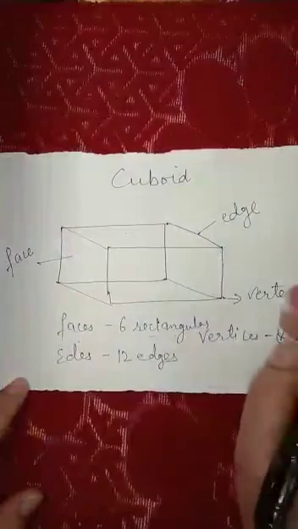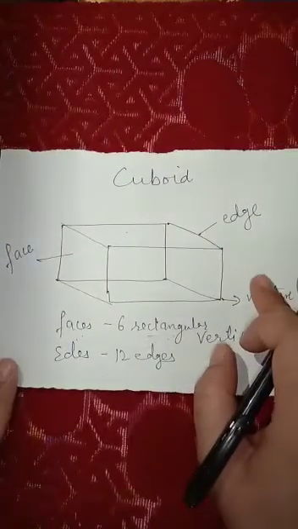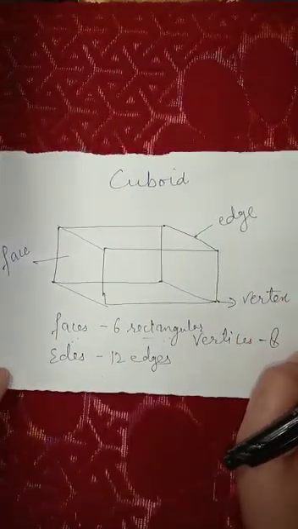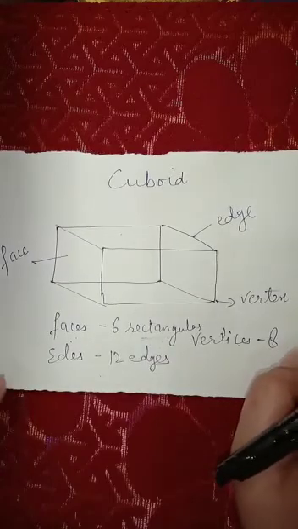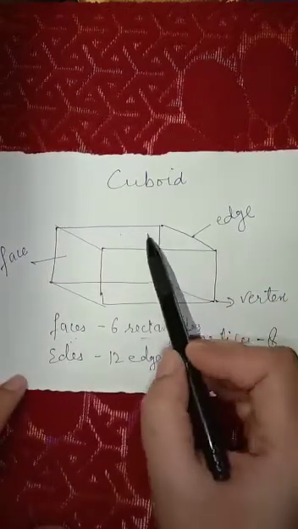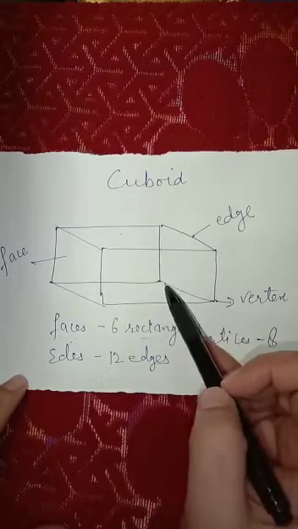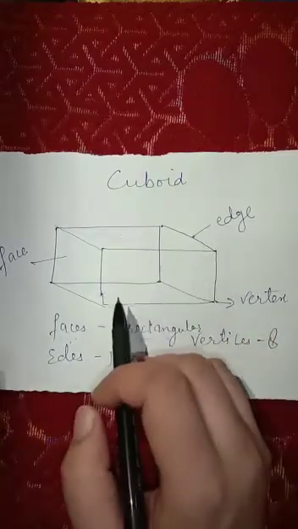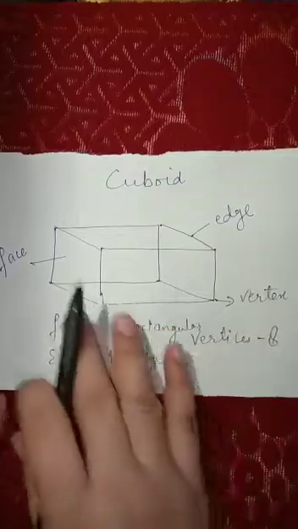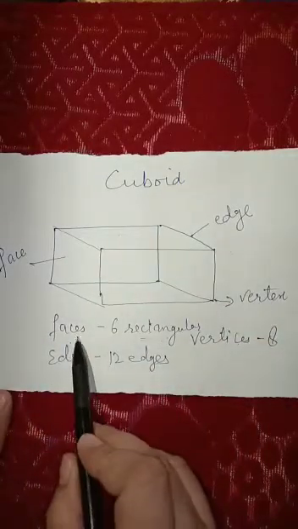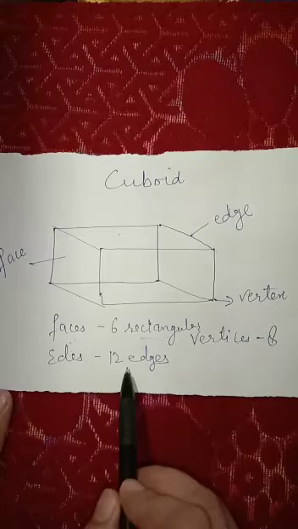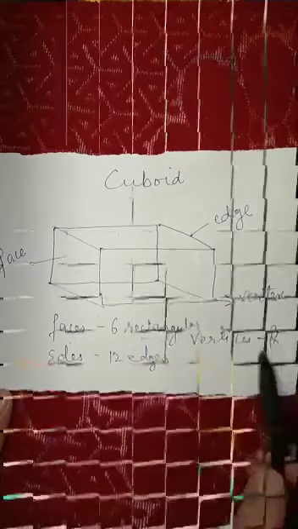What is this? This is a box. And what is the shape of this box? It is cuboid in shape. This is a cuboid and a cuboid is similar to a cube. Its properties are similar. The only difference is that it has rectangular faces, whereas a cube has square faces. Rest everything is the same. So it has 6 rectangular faces, 12 edges and 8 vertices.